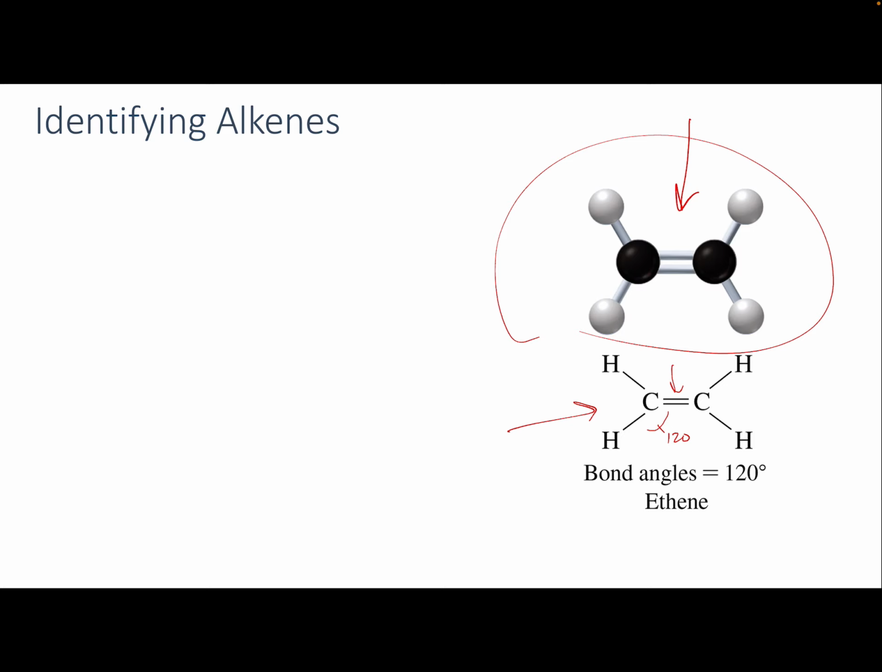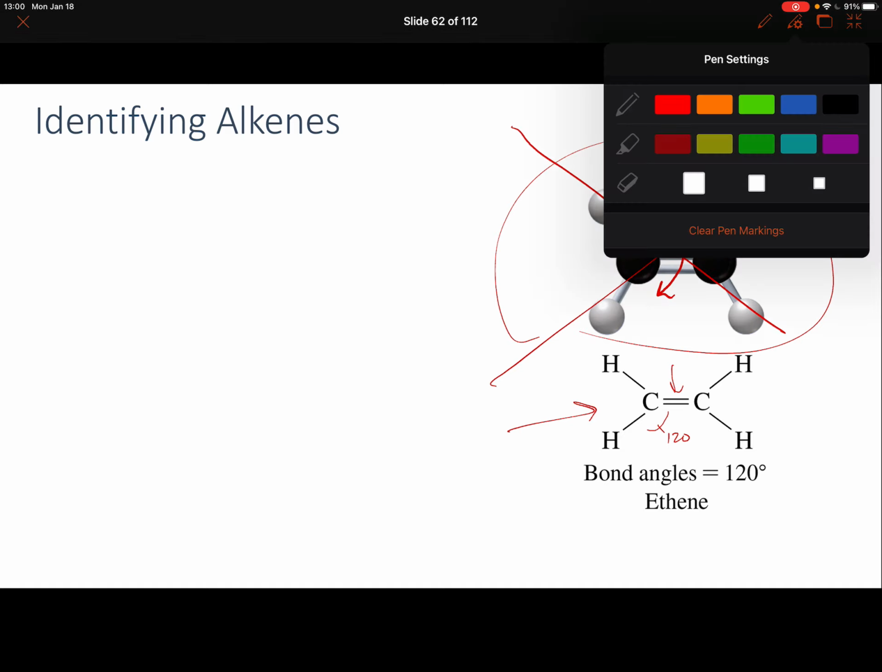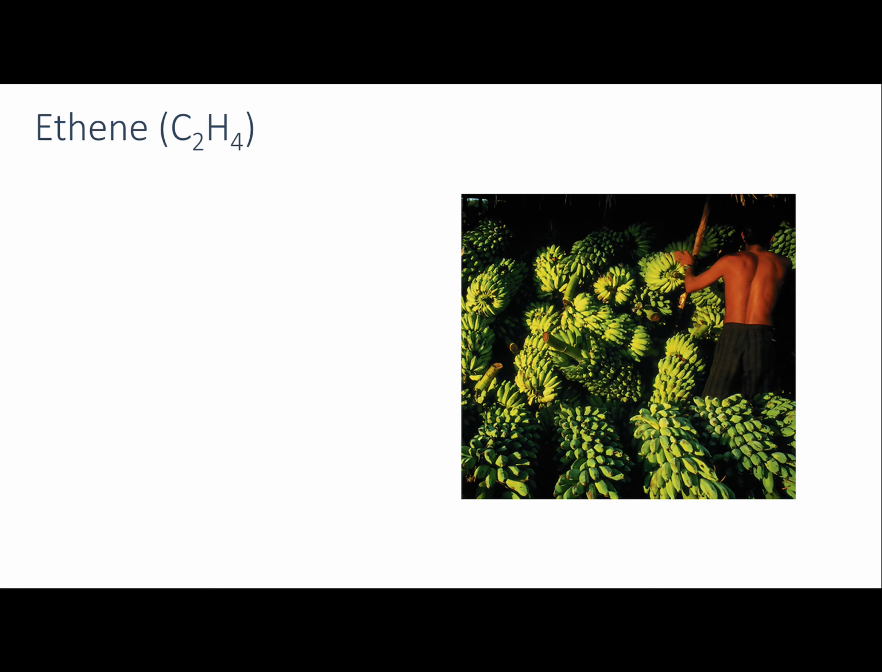One of the other things that comes from this, and we'll discuss this more in a few slides, is that the double bond prohibits any kind of rotation around that bond. So where we had rotation around single bonds, we do not have that rotation around the double bonds. So ethene, let's talk about ethene again. As I mentioned, it's commonly known as ethylene. Let me spell it correctly this time.